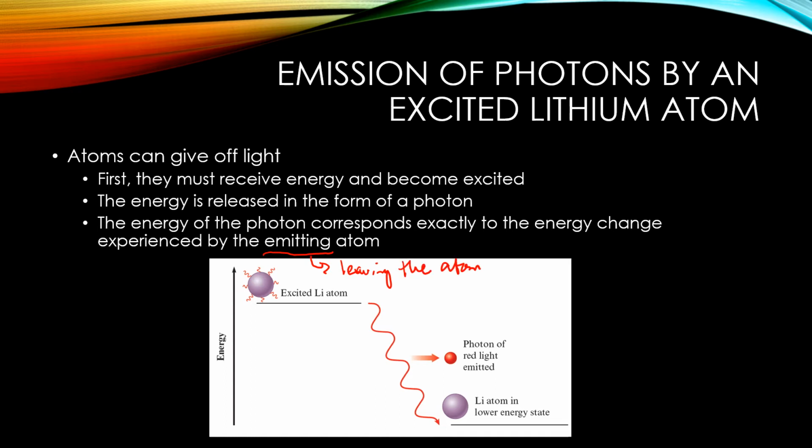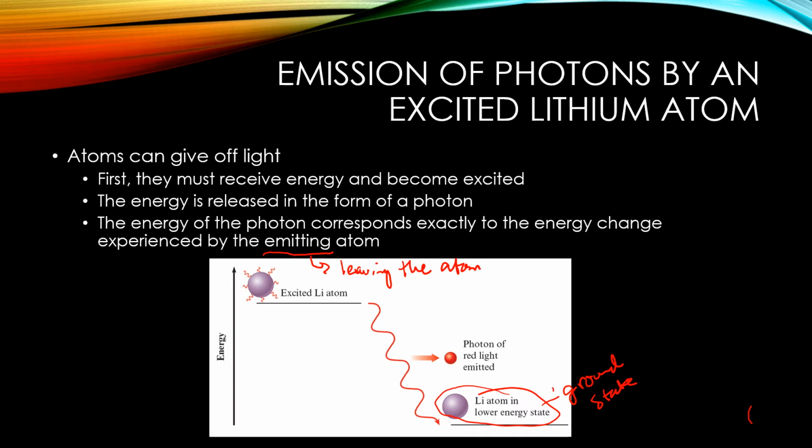So if we look at this picture here, basically if I have just a normal lithium atom, that would be like the lithium down here at the bottom. That would again represent the ground state. And then we add some amount of energy specifically to the atom, and that makes it go up into this excited state.